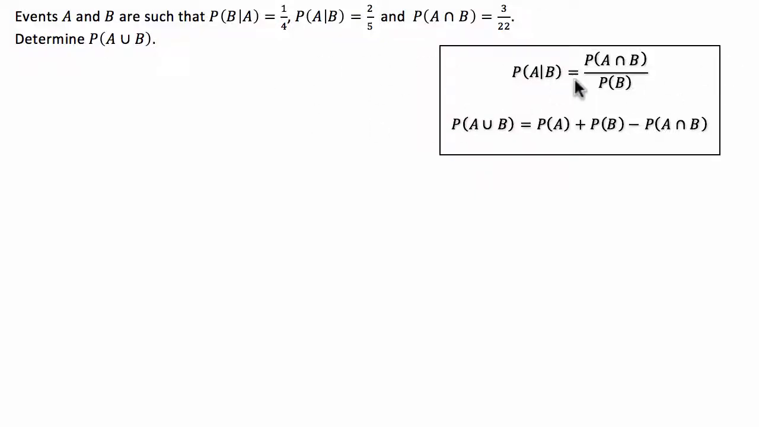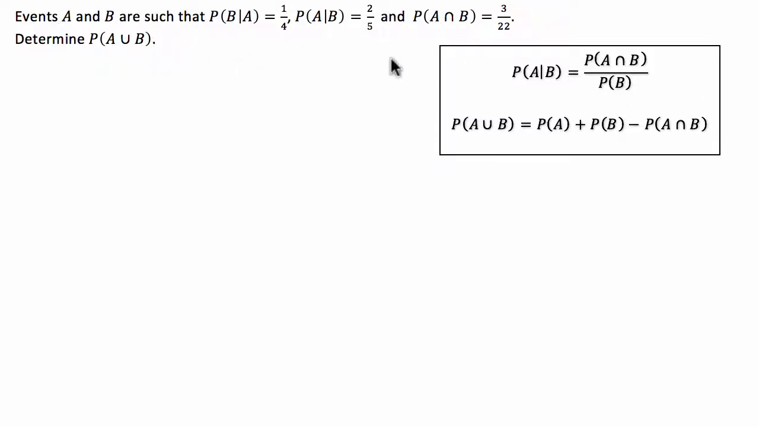G'day guys, we've got a probability question today where two events A and B are occurring such that the probability that B occurs given that A has occurred is equal to a quarter, and the probability that A occurs given B has occurred is equal to 2 over 5. We also know that the probability of A and B occurring at the same time is 3 over 22. So we have to determine the probability that A or B occurs.